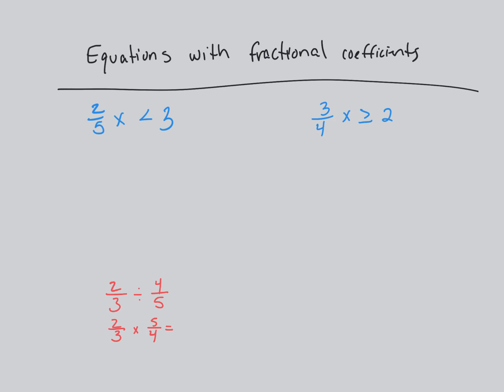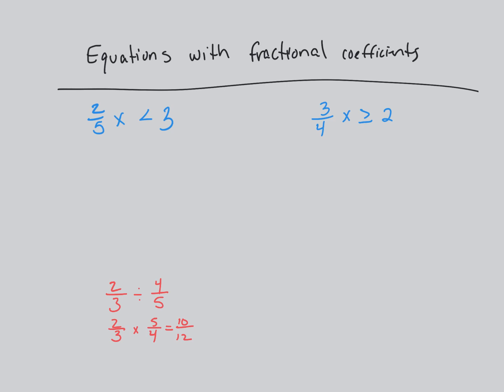And then once we have that into multiplication, we just multiply across the top. 2 times 5 is 10, over 3 times 4 is 12. So when we think about what we're doing when we are dividing fractions, we multiply by the reciprocal, or multiply by the flipped fraction. We're going to call it reciprocal.